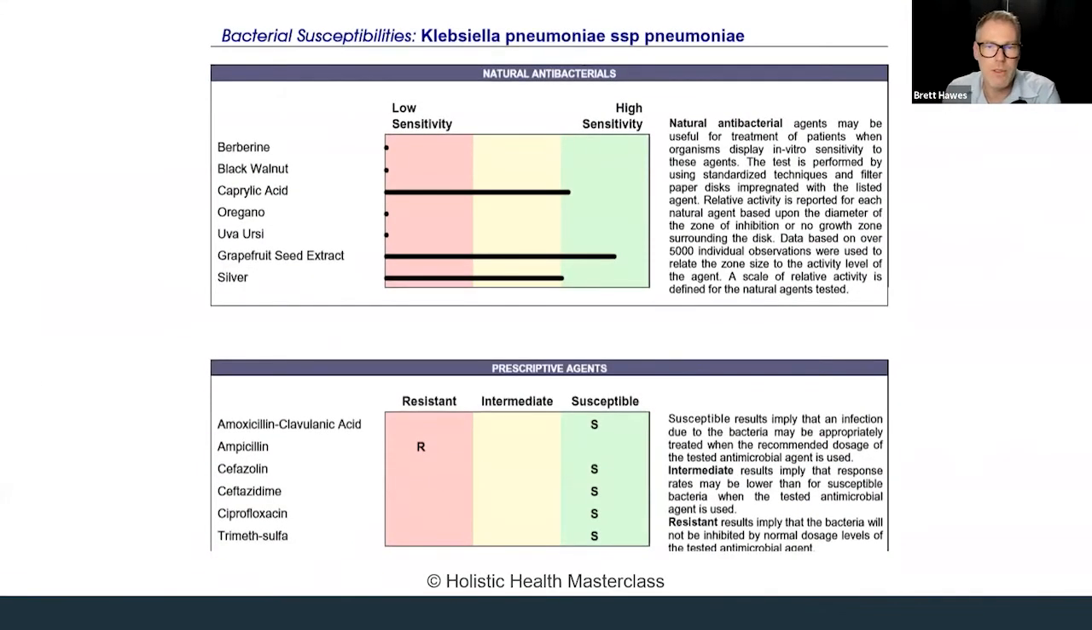Now, what's really cool, as I was saying before, is what they do with a lot of this. My menu bar is in the way here. Yeah, so this is the Klebsiella. And you'll see on this test, they culture the Klebsiella. Sometimes they'll culture the candida and so forth, and they will actually expose it to these different antimicrobials and antibiotics. And you can see here that in this particular instance, the things that will work the best are caprylic acid, grapefruit seed extract, and silver. So if this person went and said, oh my gosh, I heard black walnut is awesome for dysbiosis or whatever, or berberine or oregano, it's not going to do anything.